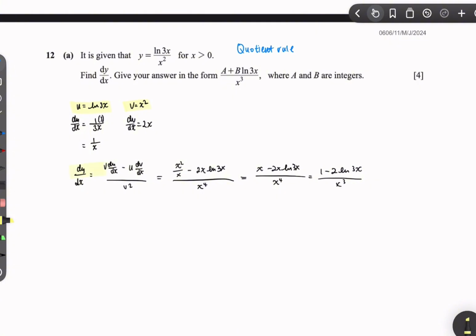And then now you can use this equation, which is the quotient rule equation. You sub all the values from this part into the equation. And then you should simplify to get this final answer. And this answer will be in the form of this, because that's what the question wants.